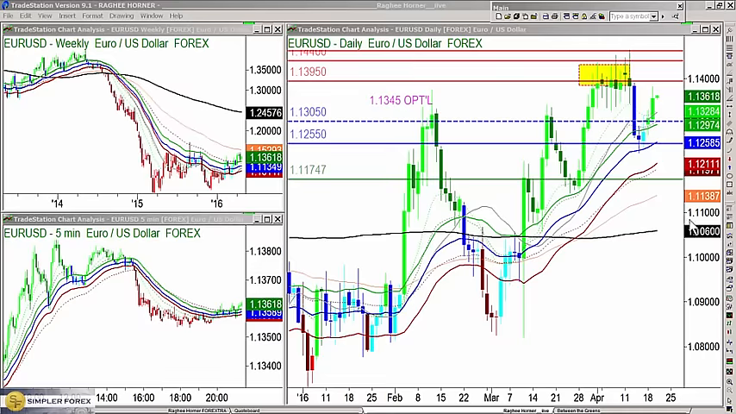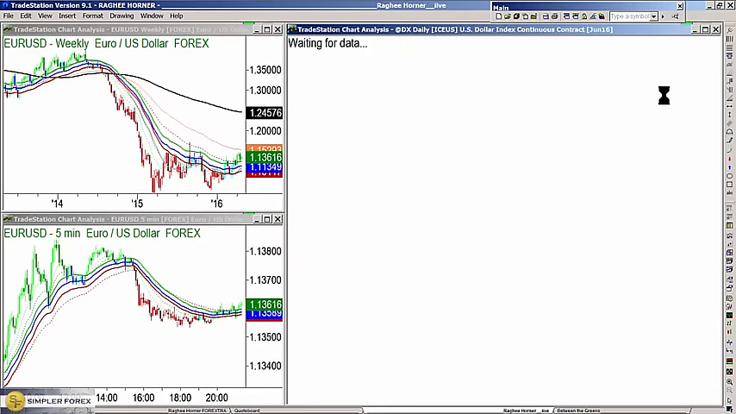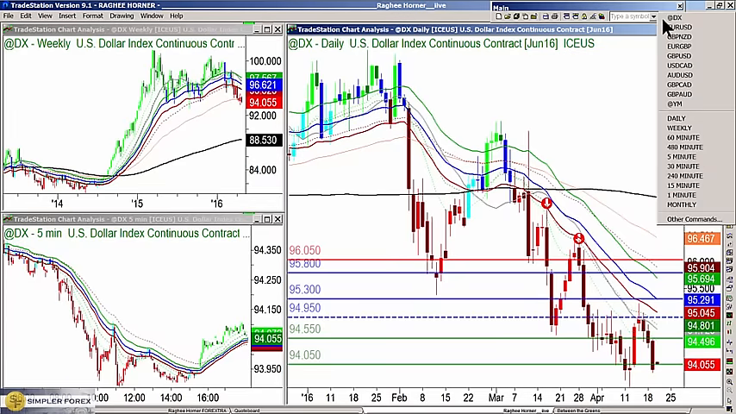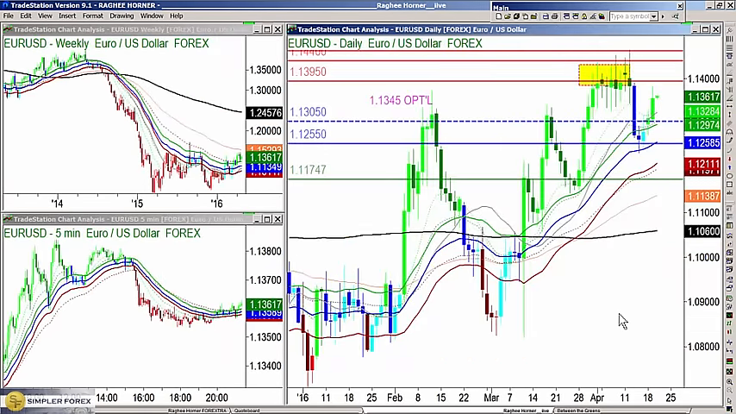Now, this was a pure trend follow. The reason I'm taking a look at the Euro US and the US dollar index is because they are very similar. 57.6% of the US dollar index basket is actually euro. So they have a very tight inverse correlated relationship. So if one goes up, the other's going down, and you can see the inverse trends here.